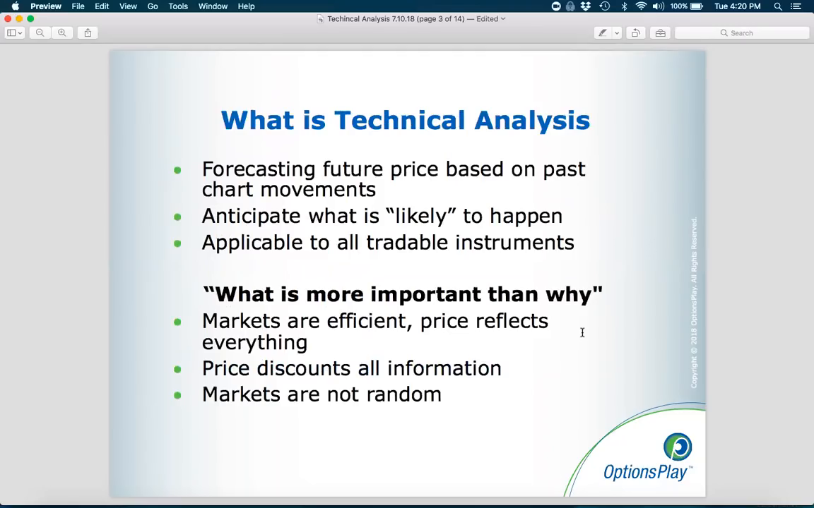Let's go ahead and get started here. Let's first start off with what is technical analysis. It's really straightforward. It's really forecasting the future price based on historical past chart movements, okay?